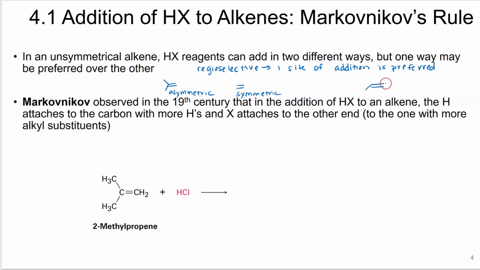If I look at this unsymmetric alkene, if the reaction prefers to add here versus the other side, that would be regioselective. So Markovnikov observed in the 19th century that adding HX or something like HBr to an alkene, the H attaches to the carbon that already has more H's, and the X attaches to the side that has more alkyl substituents. So that is Markovnikov's rule.